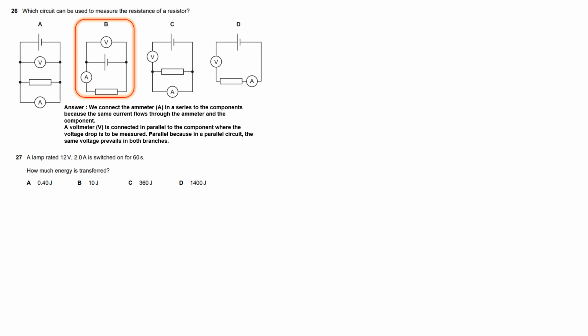Question 27. We use the equation power equals voltage times current. Also, power equals energy over time taken.